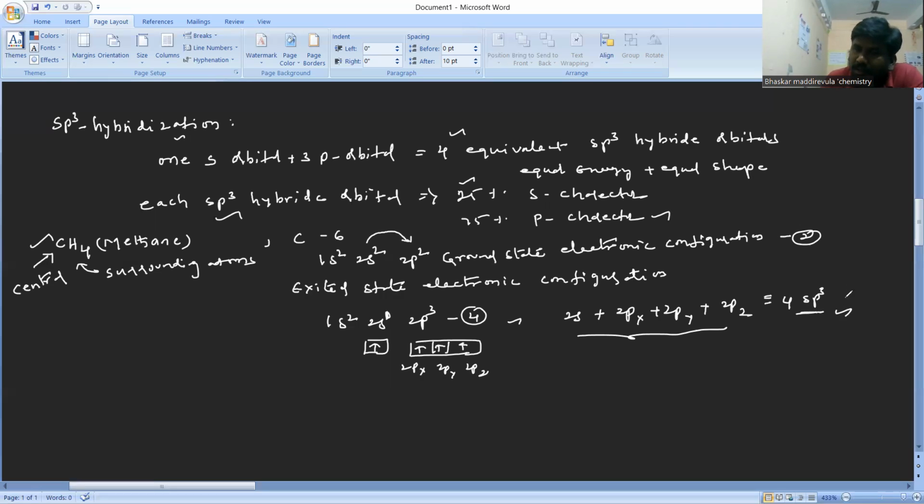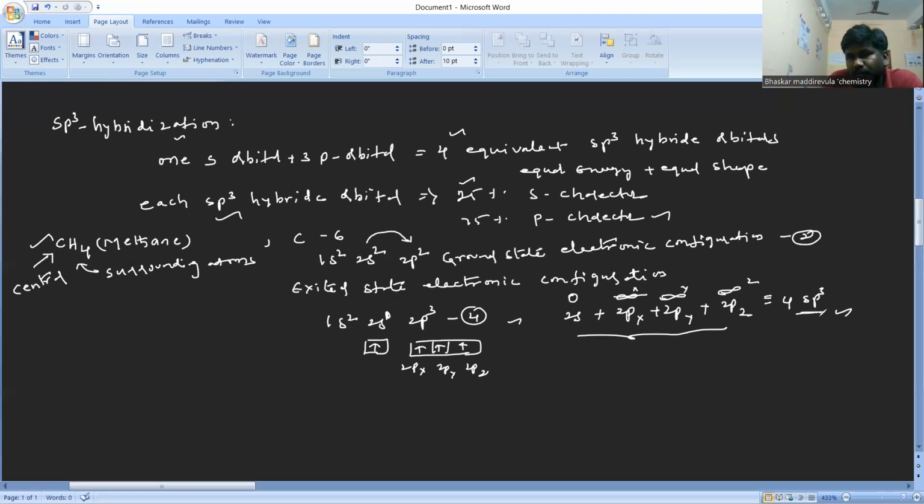These four sp3 hybrid orbitals have equal energy and equal shape. But if you see the atomic orbitals, they have a small variation in energy, and the shapes are different. All are dumbbell shape only, but in different axes. This is the x axis, this is the y axis, this is the z axis. But all have a dumbbell shape. You can see the s orbital is a spherical shape.